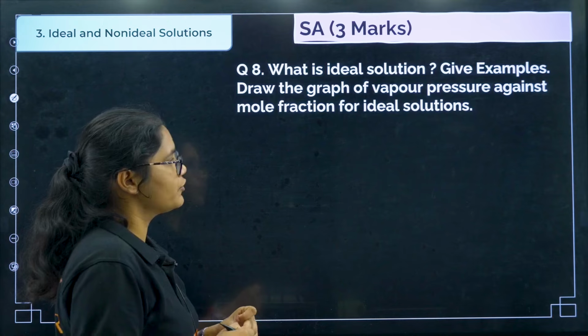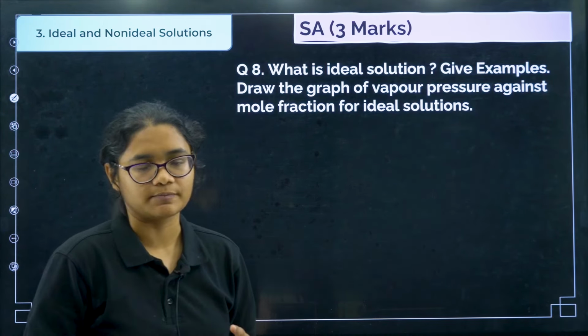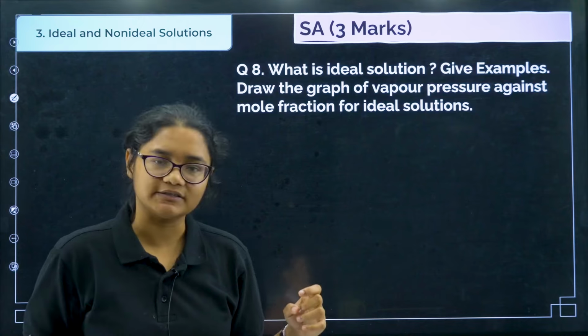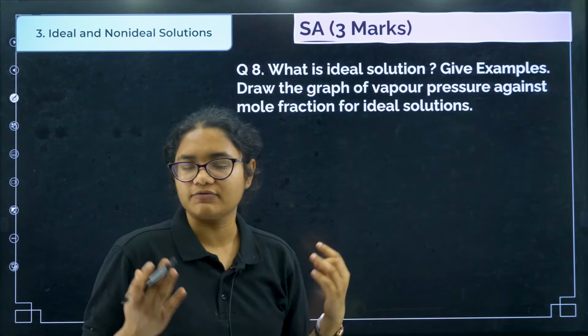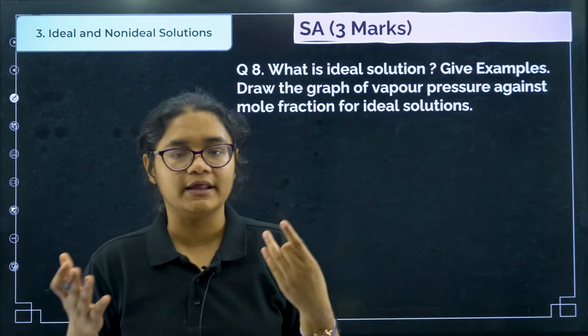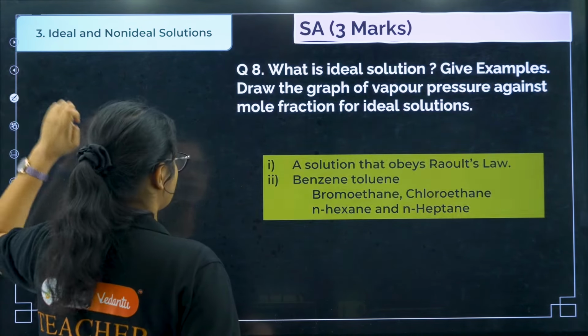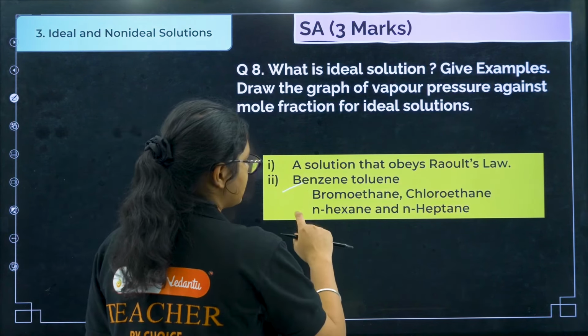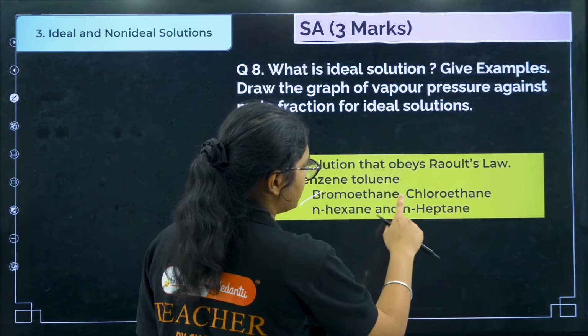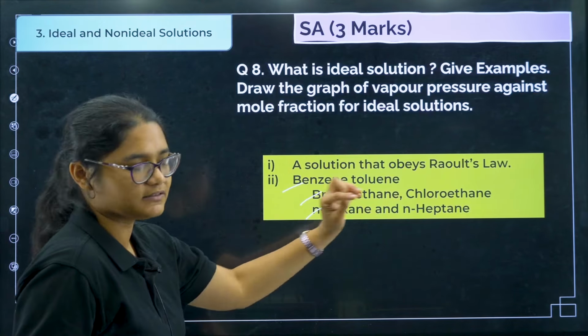Next, what is an ideal solution? Give example, draw the graph of the vapor pressure against the mole fraction for an ideal solution. An ideal solution is something which obeys Raoult's law. Examples you can give: chlorobenzene and bromobenzene, benzene and toluene, heptane and hexane, any two examples you can give, and the graph also we can draw. So examples are benzene and toluene, bromoethane and chloroethane, n-hexane and n-heptane. A solution that obeys Raoult's law.